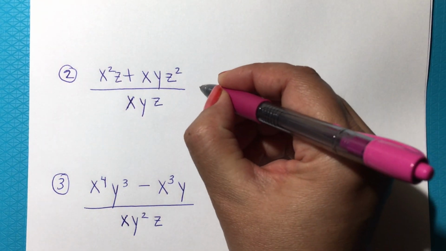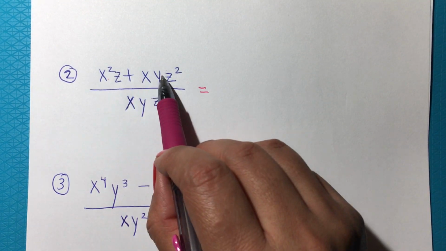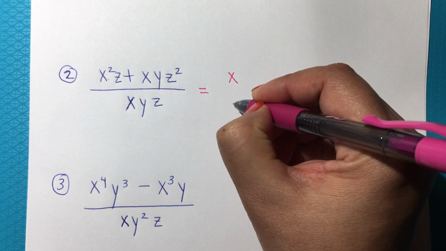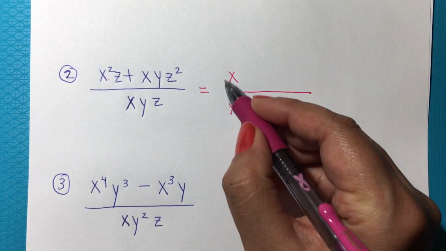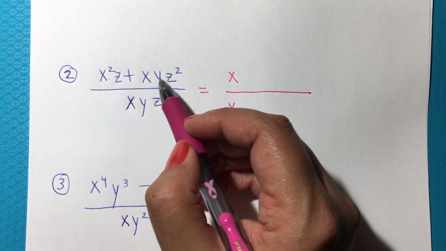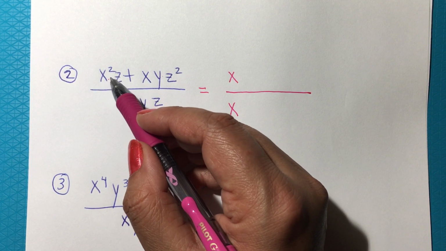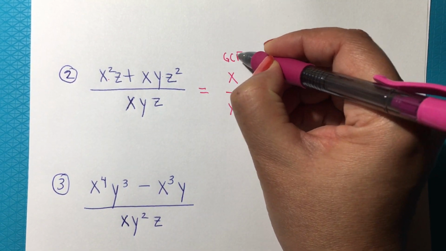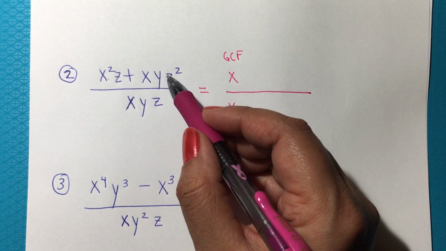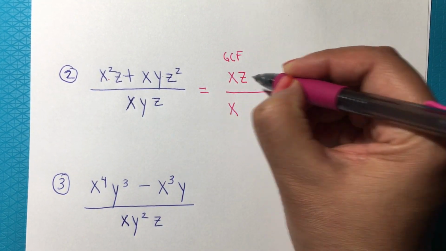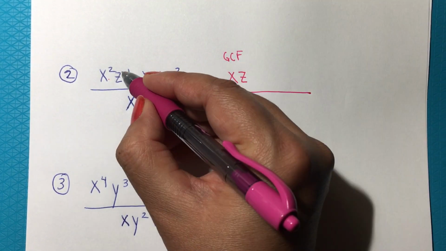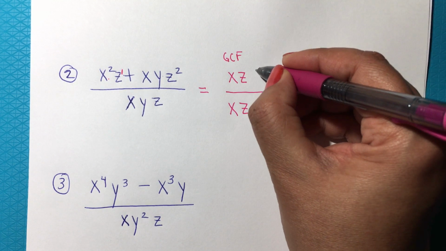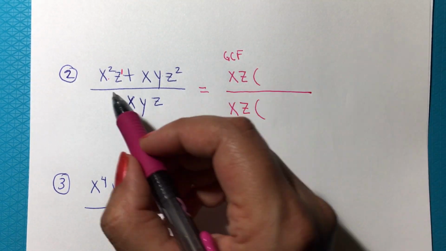Okay, number 2. Again, what is the greatest common factor for all three? Well, for x, and again, you're going to put it in the numerator and denominator. For y, we don't have y in here, so we cannot include it in the greatest common factors. And for z, yes, we have it in both of them. So we write it, and the smallest is to the 1st power. That's our greatest common factor, and we start dividing.